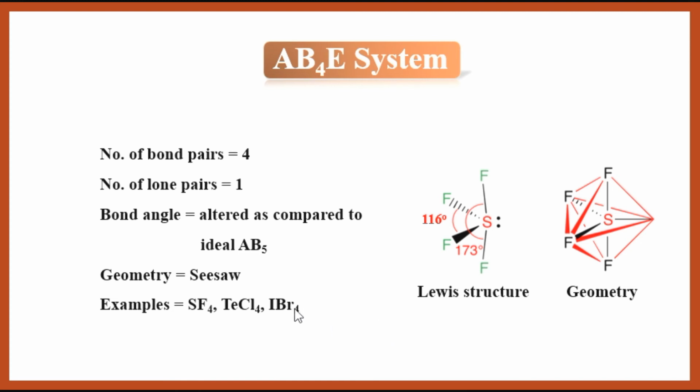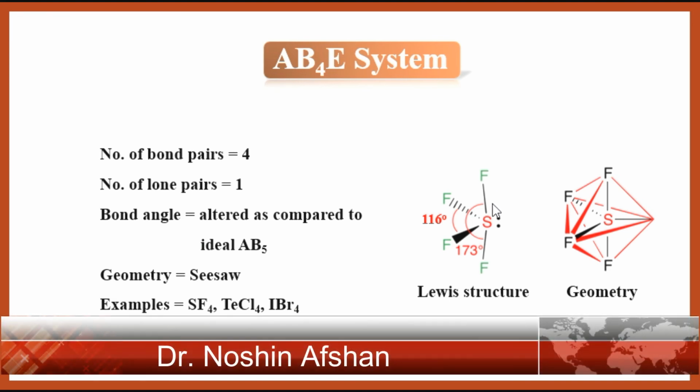If we take the example of sulfur tetrafluoride, then in this case, the sulfur has 5 electron pairs around it, 4 from sulfur-fluorine bonds and 1 from the non-bonding pair. The non-bonding pair has been shown here in the form of a pair of dots in the Lewis structure, and the sulfur-fluorine bond pairs have been shown in the form of these short lines.